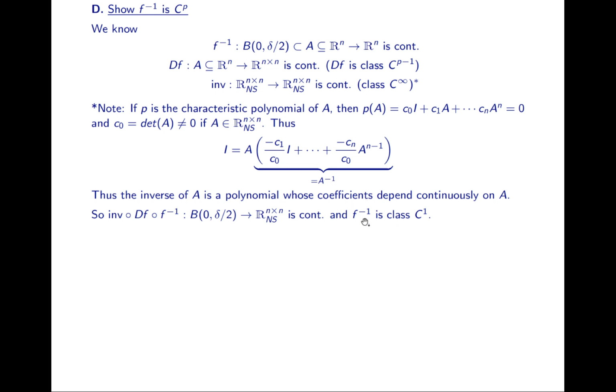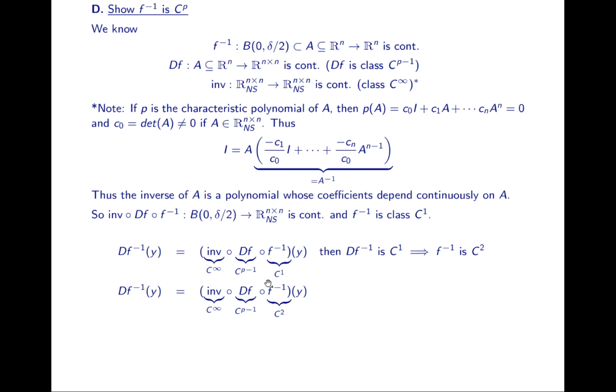Now we also know that f inverse is at least C1. In other words, we know that f inverse is differentiable and its derivative is continuous. So remember, df inverse of y is equal to this composition of functions. We know that this is C1, we know that this is Cp minus 1, and we know that this is C infinity. That means df inverse is C1, right? It's the least order of these. And if df inverse is C1, f inverse is C2. So we knew f inverse is C1, now we know it's C2.